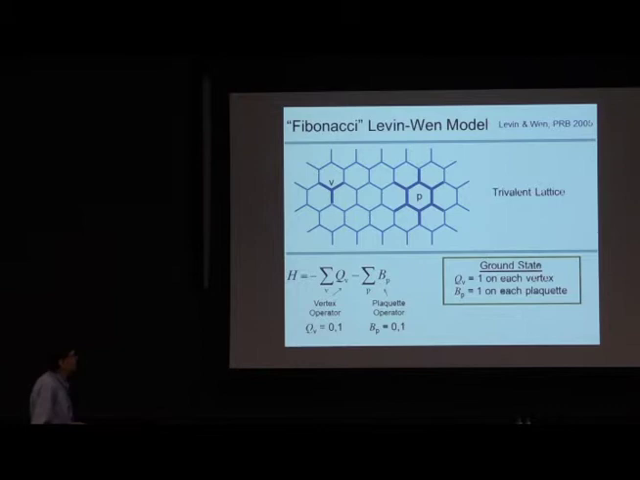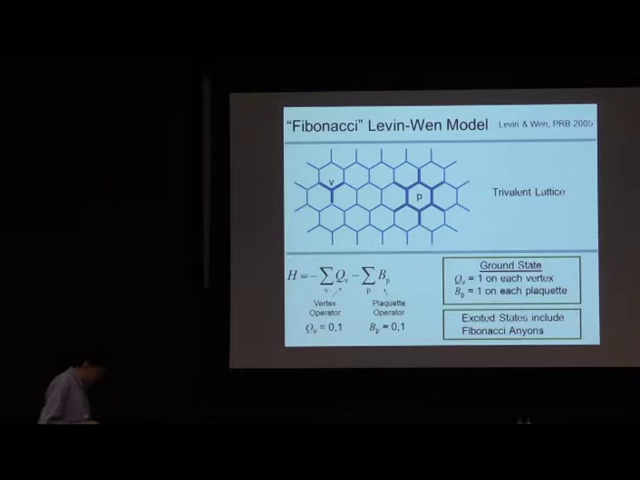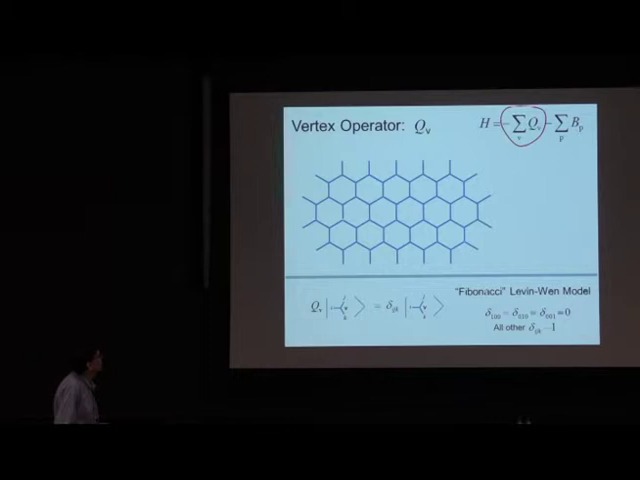And as I mentioned, the reason why we're interested in this is the excited states include Fibonacci anyons. So let's look at this model in a little bit more detail. For the Fibonacci case, the vertex operator has a fairly simple form. It's diagonal in the standard basis for the qubits.